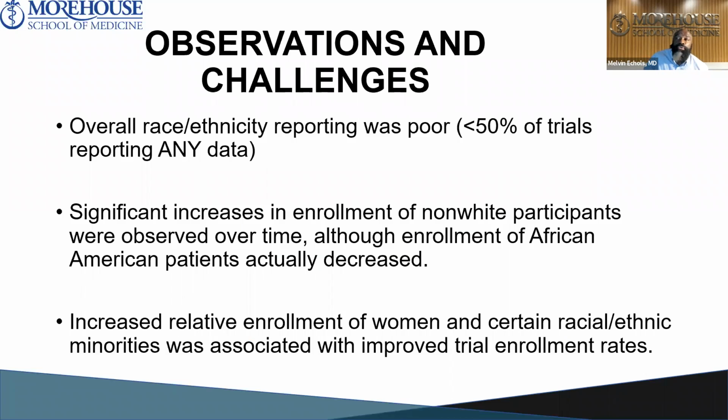So observations and challenges. Overall, race and ethnicity reporting was poor. So the first thing that you can do is report the race and ethnicity of the participants that you have in your clinical trials. I think that has become more of a well-known, traditionally understood thing to do now, particularly in the North American cohorts. Where race is necessarily not an issue in other countries, there are still class disparities as well. And so I think, as we define underrepresented populations more, it's going to be important to also have that discussion of class in different countries and what that means in terms of disparities over time. So, increased relative enrollment of women and certain racial ethnicities was associated with improved clinical trial rates.